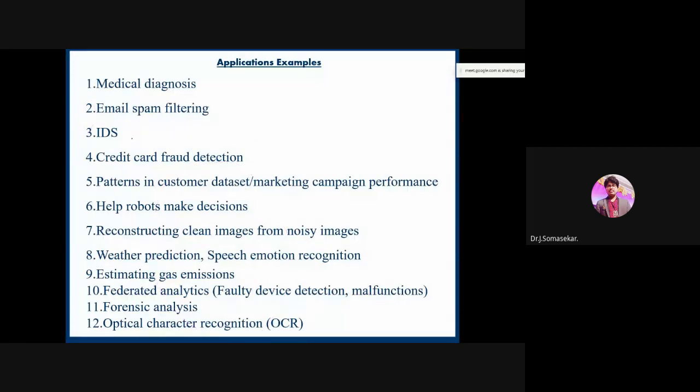There are still weather prediction, speech emotion, and so many applications we have. Estimating gas emissions is one of the important applications in smart cities. When I took sessions on artificial intelligence for smart cities, I used to explain these things also.